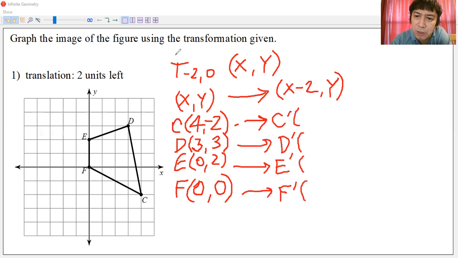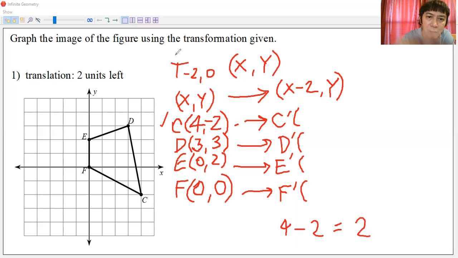All right, so we're going to have the computation here. Let's do it nice and slow. For every x, we subtract 2. Okay, so our first x is the 4. That will be the x for the C. So our first computation is 4 minus 2, and this gives us 2. The 4 came from the C.